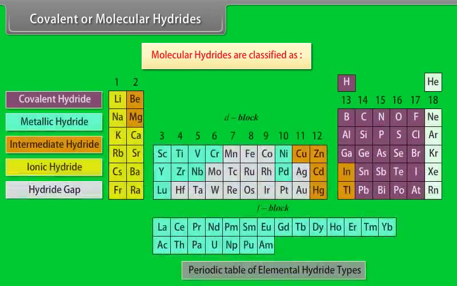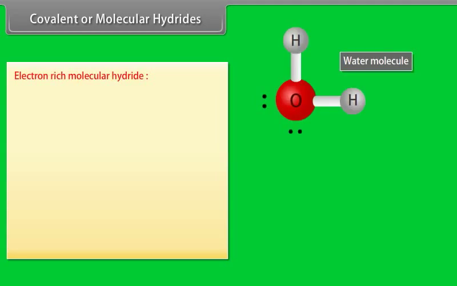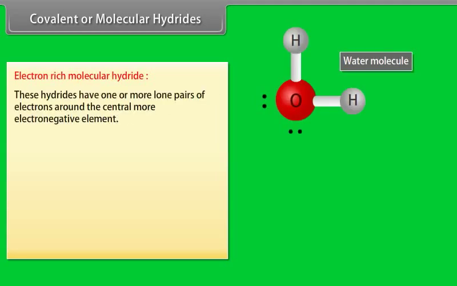Covalent or molecular hydrides. Molecular hydrides are classified as electron-rich molecular hydrides. These hydrides have one or more lone pairs of electrons around the central more electronegative element. For example, water has 2 lone pairs.